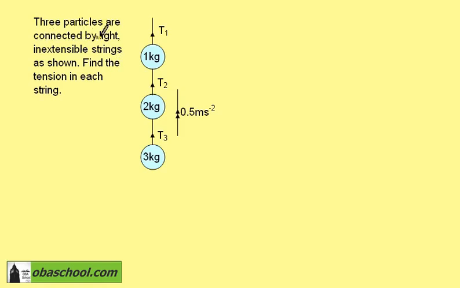Three particles are connected by light inextensible strings as shown. We want to find the tension in each string. If we consider T1, this string is lifting the combined system. So it's lifting a combined weight of 6 kilograms.